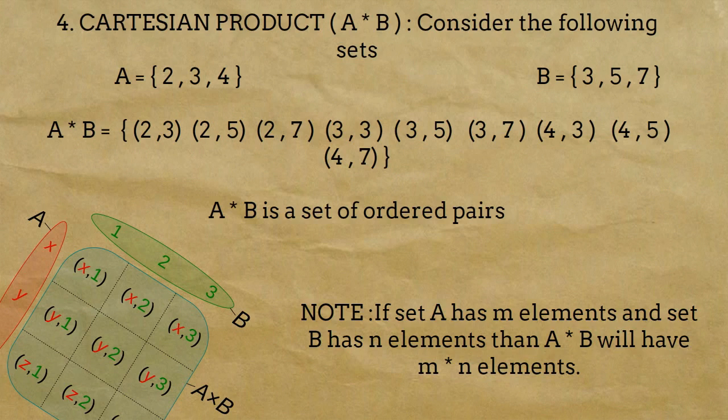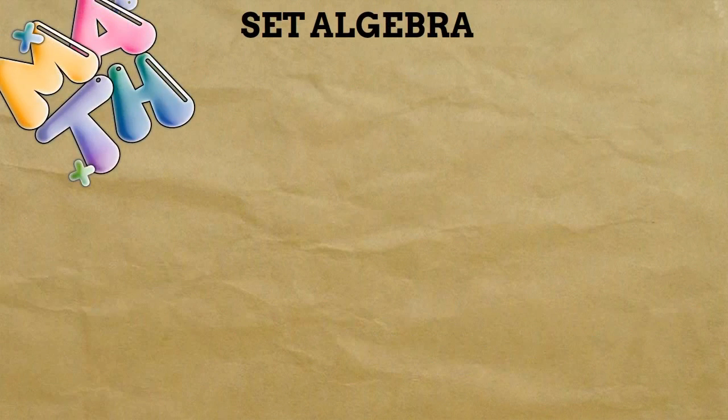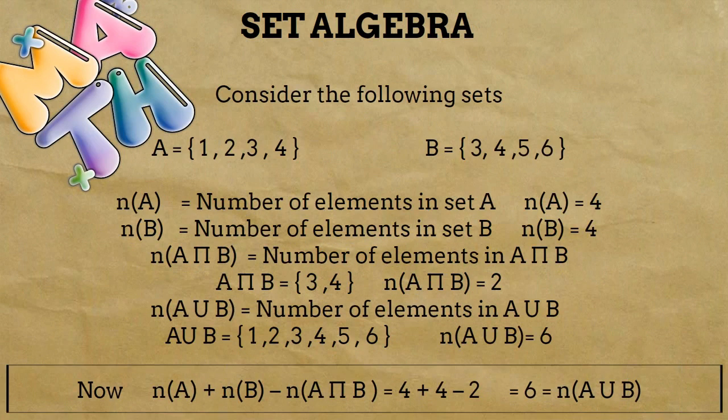One very important point to remember in this is, if set A has m number of elements and set B has n number of elements, then A × B will have m × n elements. Next comes set algebra. To understand this concept, we'll derive a formula, and to start with, consider the following sets. A, which has elements 1, 2, 3 and 4, and set B that has elements 3, 4, 5 and 6.